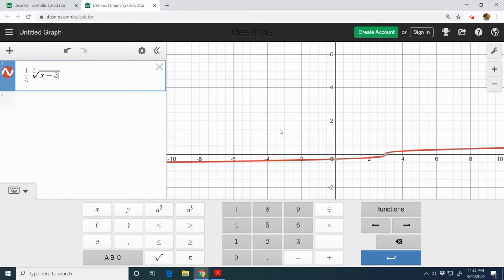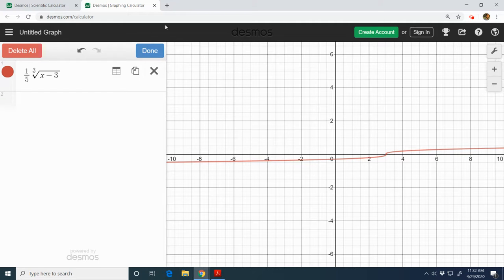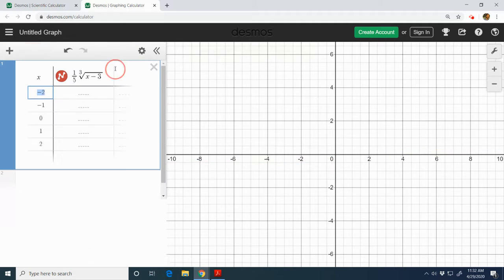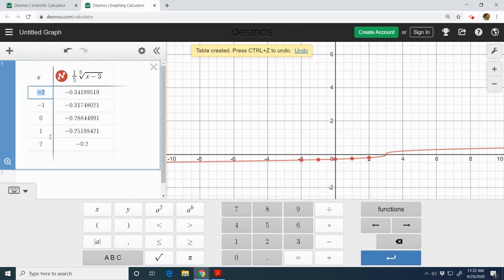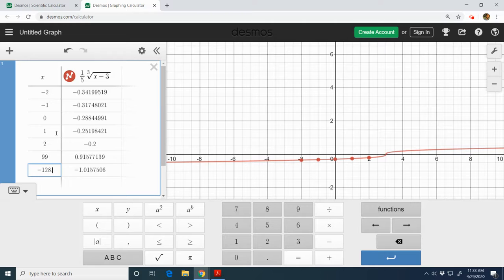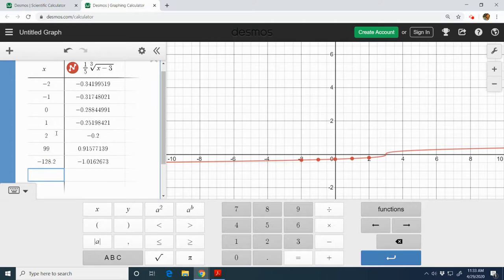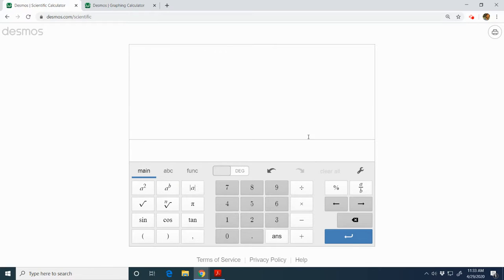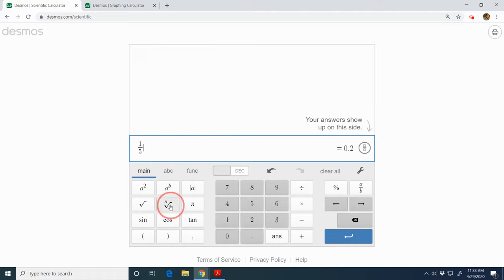And if you wanted to calculate a value, you hit the little settings gear, and you hit this table, and it'll pull up table values for anything. So these are just the default ones. But if I want to know what it is when x is 99, I just type it in. What if I want to know when it's negative 128.2? So it can do calculations like that, or you can go over here and you can type in the function as we had it.